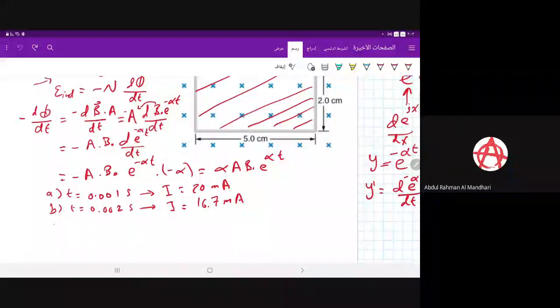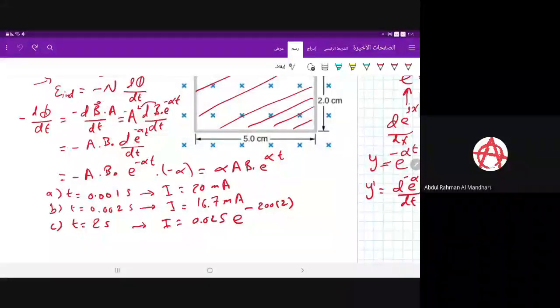After t equals 2 seconds, which is too large, let's substitute. I equals 0.025 Tesla, which is the maximum, e to minus 200 into 2. 200 into 2 means 400, and this is a very large negative exponent, so this is almost very near to 0. So I, in this case, equals 0 ampere, almost. Why is that? Because it will be a very tiny number.